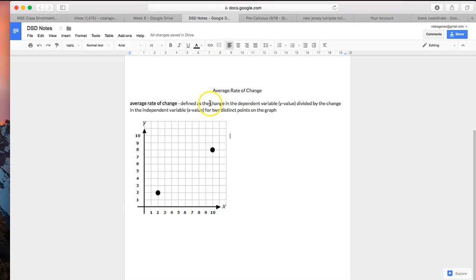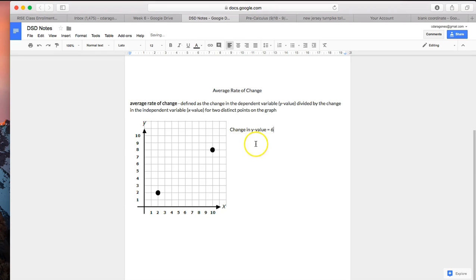Now it says it's the change in the dependent variable, the y value. So we need to find the change in our y. So if we take a look, we can see that between 2, 2 and 10, 8, there's a change of 1, 2, 3, 4, 5, 6, right? So our change in our y is 6 units. So we can write that down. Change in y value equals 6.